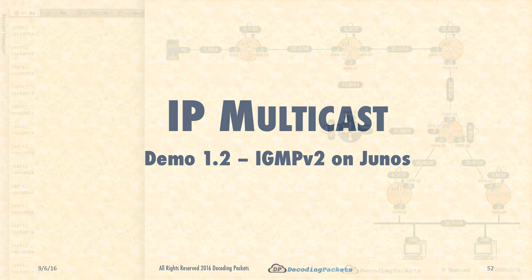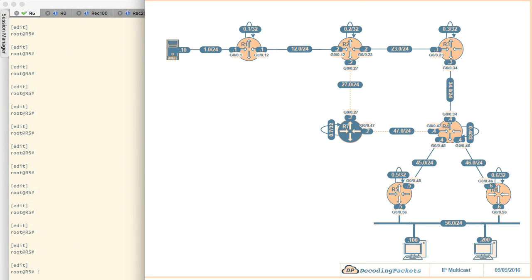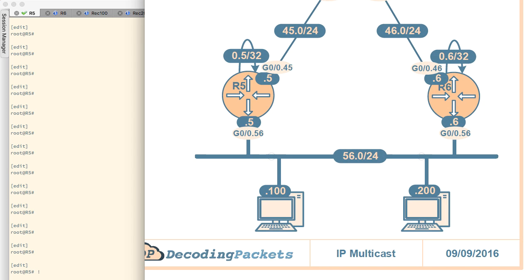And here is our topology. It's the same exact topology as 1.1. The only difference is this time routers 5 and router 6 here are now Junos devices. So these are VSRX devices running Junos 12. Just to make sure we are on the same page, these two devices are now Junos devices.